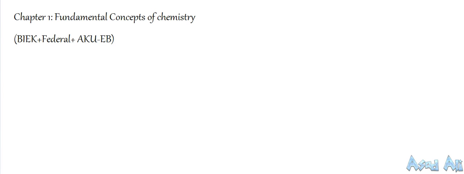Hi guys, now we'll start with chapter 1, fundamental concepts of chemistry. First of all, I will start with BIEK, then federal, and then we'll move to AKU-EB. First, I will cover all the topics of BIEK, and then I will move to federal. In the federal board, I will do the topics that are not in BIEK. Now I will move to AKU-EB.